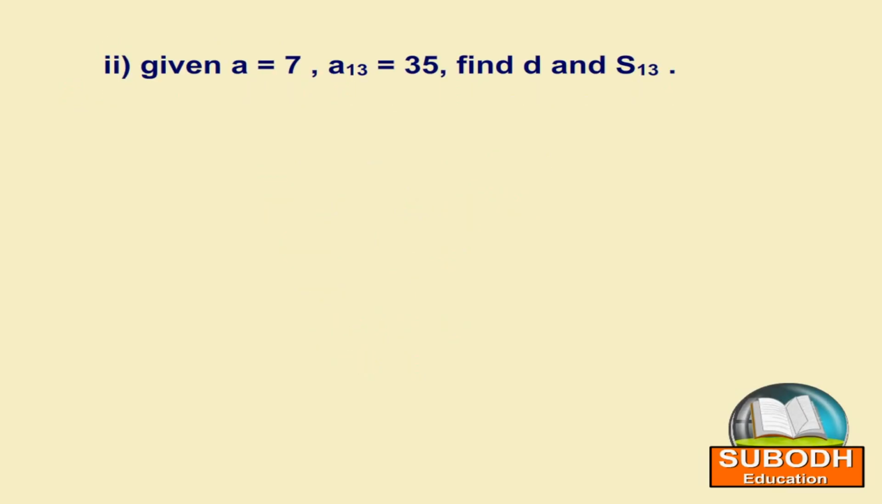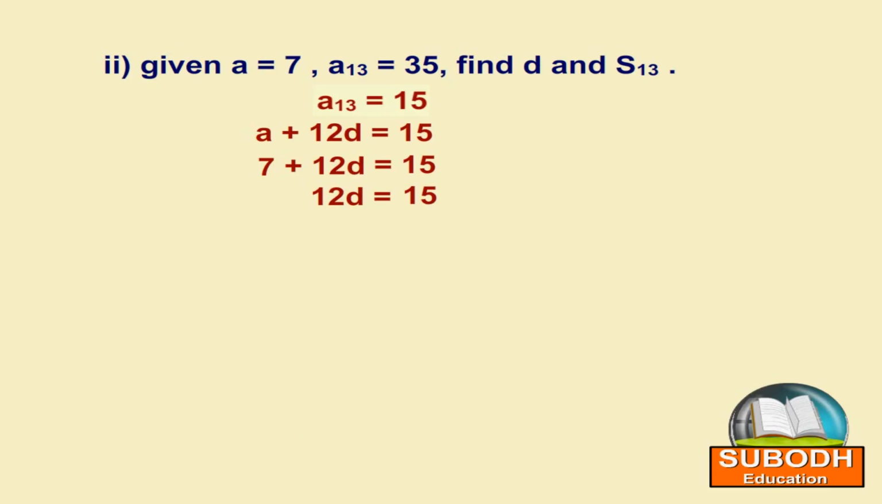Second example. Given a = 7, a13 = 35, find d and S13. a13 = 35, a13 means a + 12d = 35. a is 7, plus 12d is equal to 35. 12d is equal to 35. Transfer plus 7 with minus 7. 12d is equal to 35 minus 7, 28. d is equal to 28 by 12. Transfer the multiple 12 with division. 4 twos are 8, 4 threes are 12, d is equal to 2 by 3.